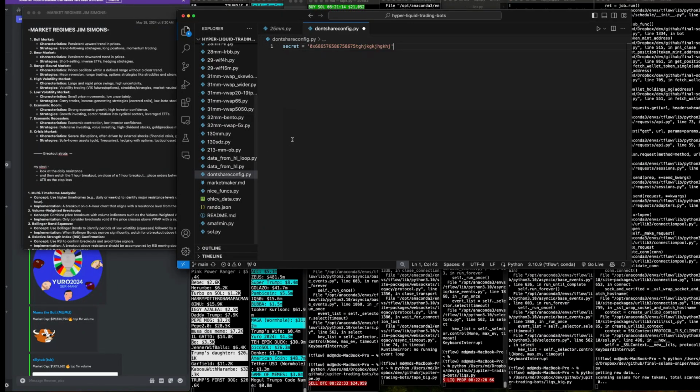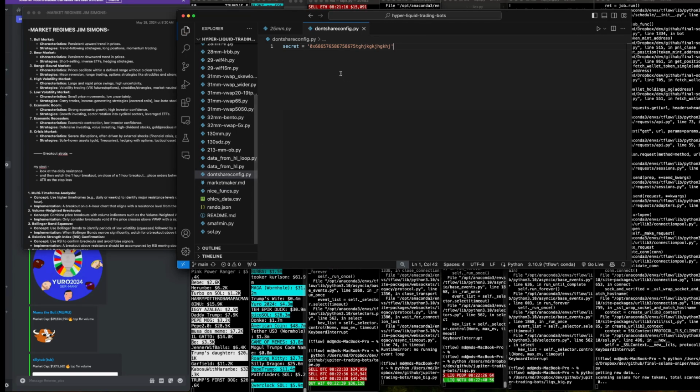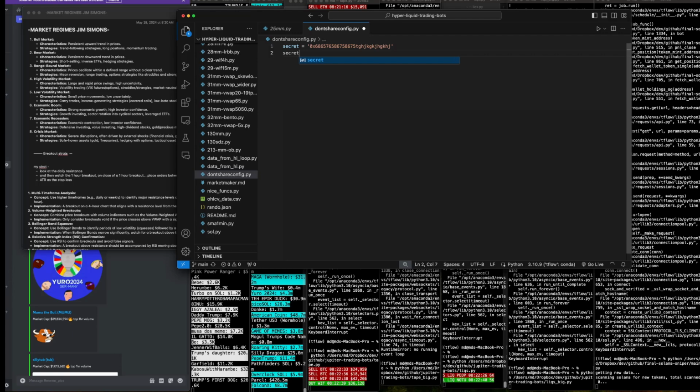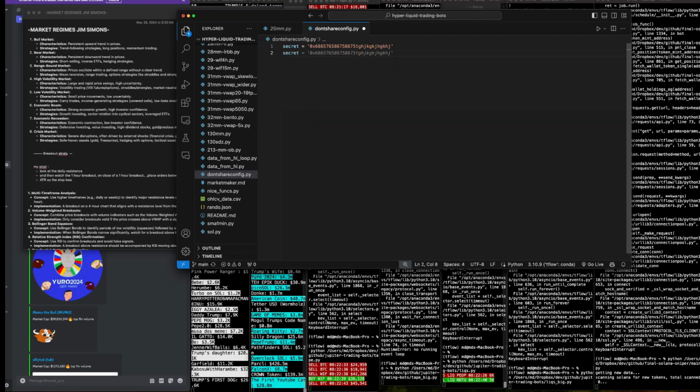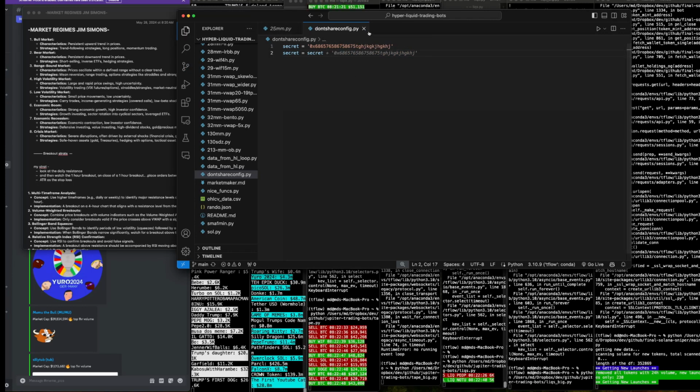Okay, so let me go get my private key. This is how it's set up, though. If you are wondering, don't share config, private key. I'm going to say secret equals secret to make it so I don't show my key. That's all. Okay, you know what it is now.